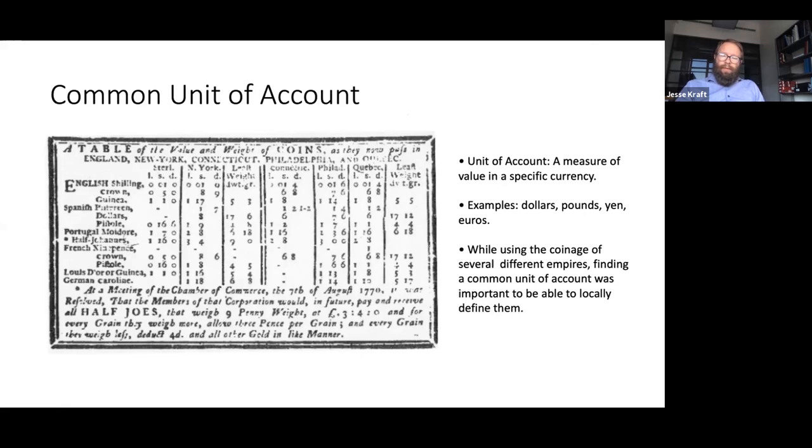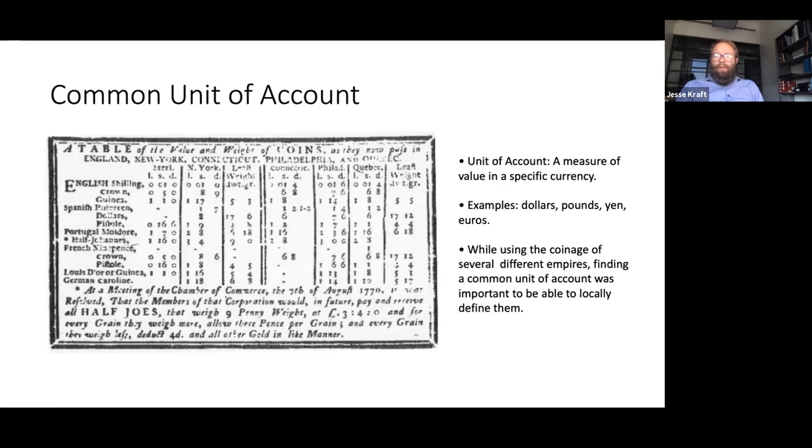They would often have the weight of the coin as well as its respective value. But you can see that it doesn't just list it in one currency. There's New York sterling, Connecticut, New York, Philadelphia, and Quebec, and that's something that we'll get into a little bit later. Those are the different state shilling systems that existed at the time. So different common units of account that we can talk about today.